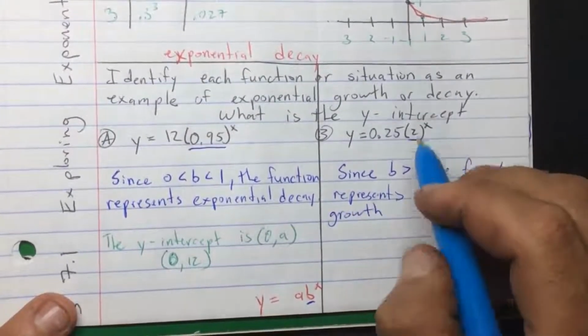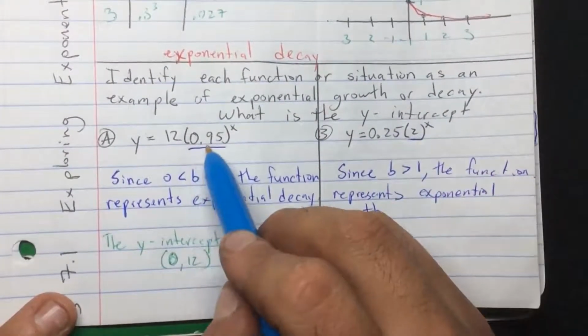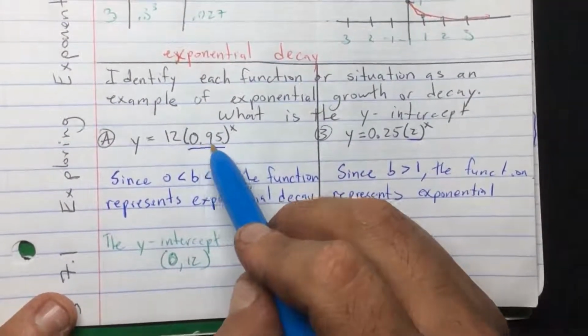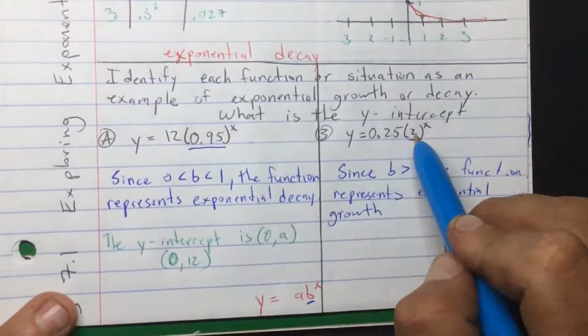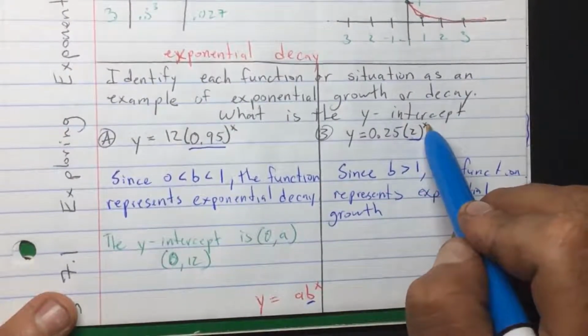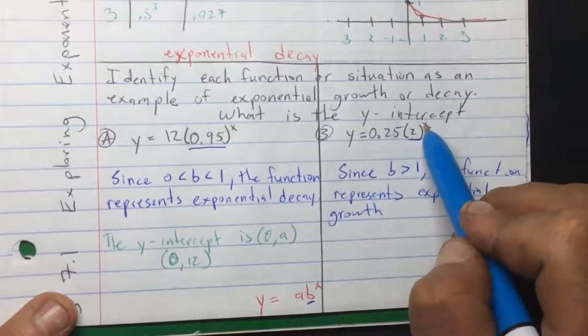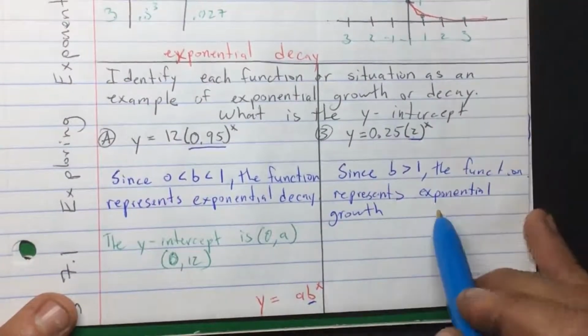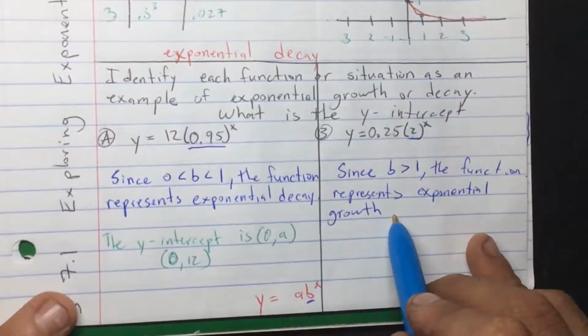Which kind of makes sense, right? Because this one here, when you raise it to a power, it actually gets smaller because of the decimal. This one doesn't. If I go to the first power, 2, to the second power, 4, to the third power, 8, then 16 and 32, it just keeps getting bigger and bigger, which shows the exponential growth.